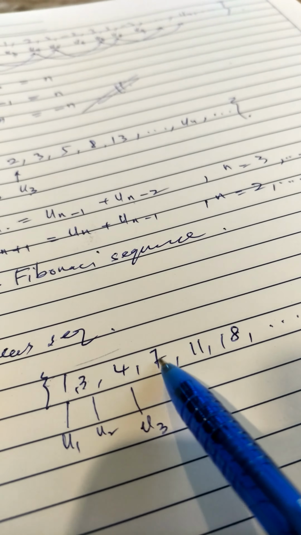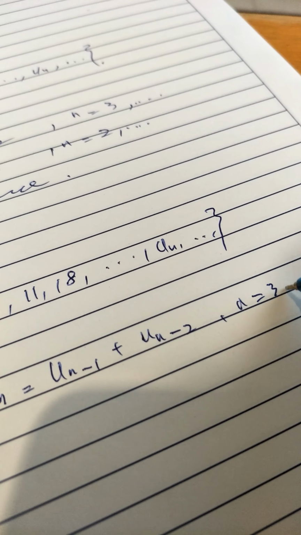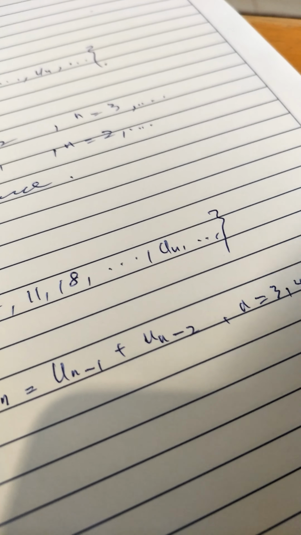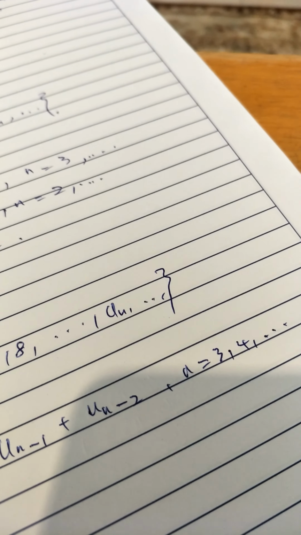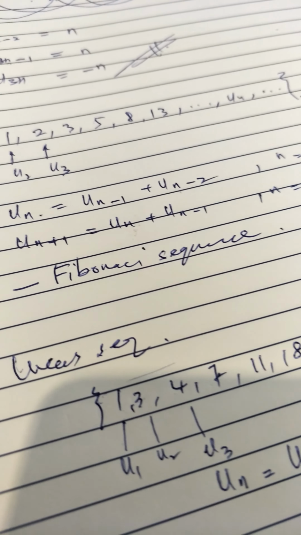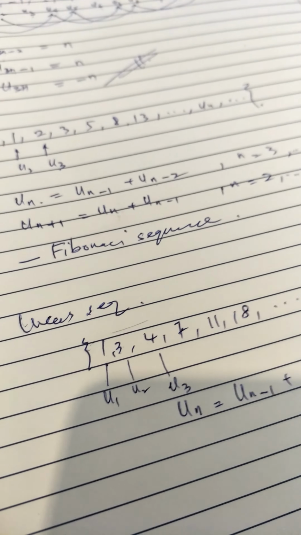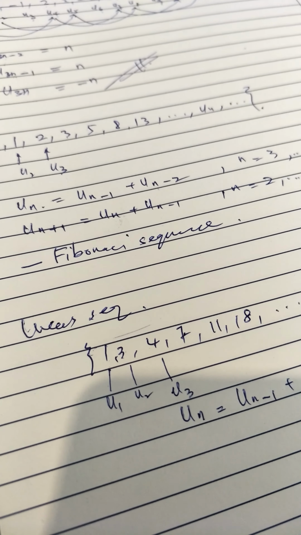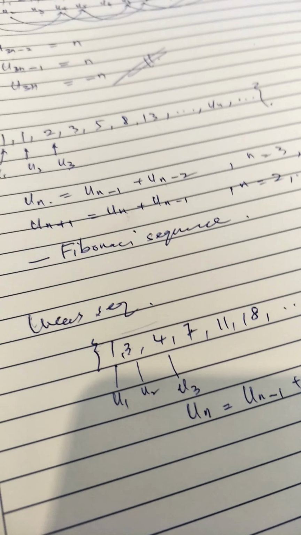Alright, again, un is equal to un minus 1 plus un minus 2, for n equal to 3, 4, 5, and so on. Okay, so I stop there for the general formula for the n terms of the sequence. Right? Thank you.